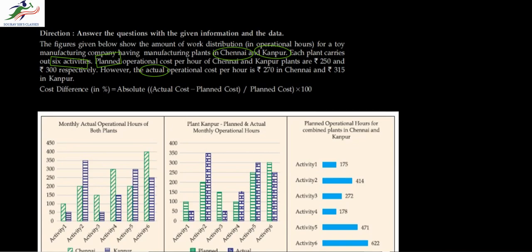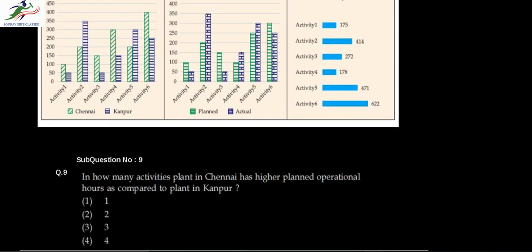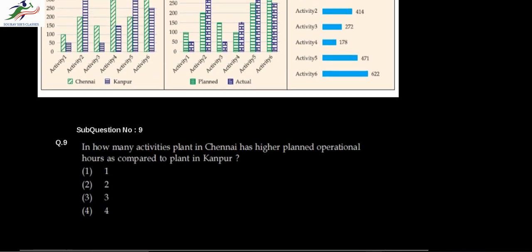The cost for the planned hours are given for both plants. The cost for actual hours is given for both plants per hour basis. And then we can see the graphs and the data that is given. We go to the question directly.